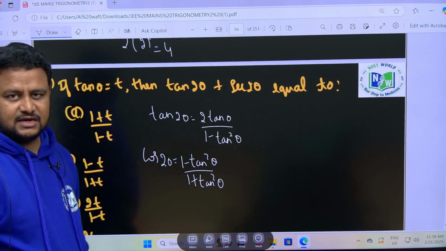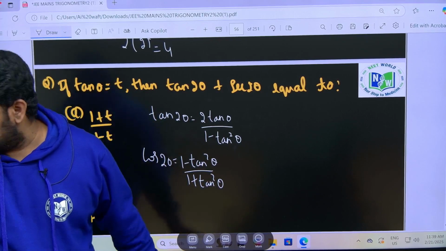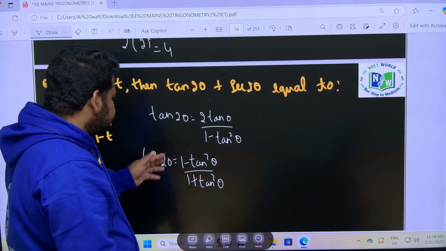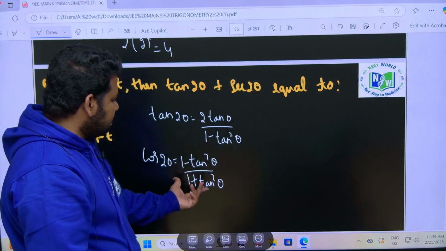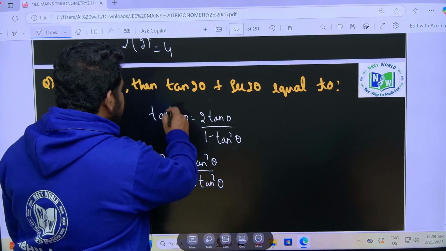1 minus tan square theta by 1 plus tan square theta. Got it? Now, how to solve this? Cos 2 theta is this much. What about secant 2 theta? It will be the inverse of this. So tan 2 theta is this much.